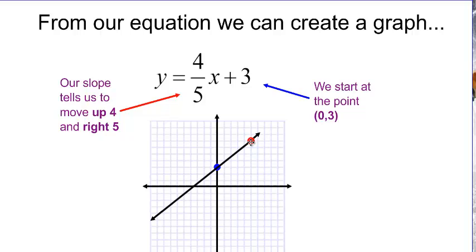The nice thing about slope-intercept form is that it only requires you to have 2 points to be able to create your graph.